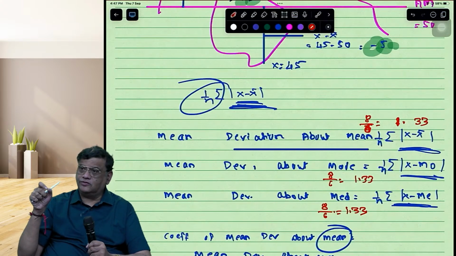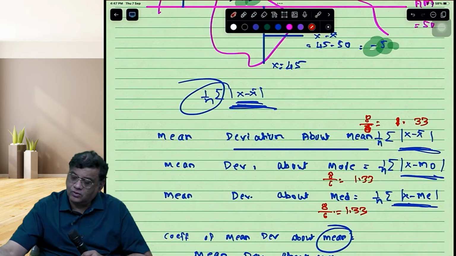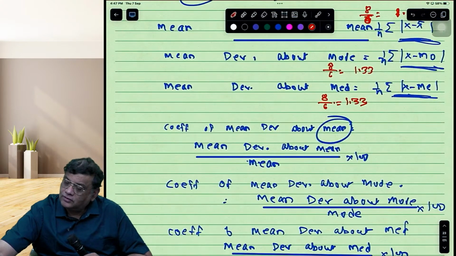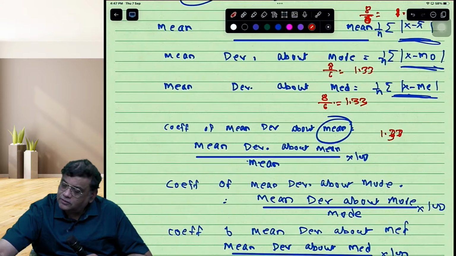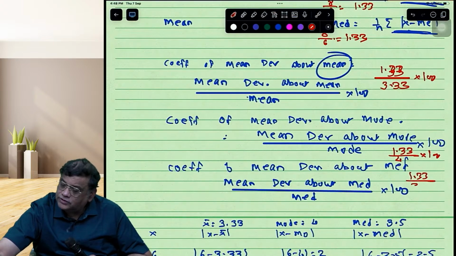अगर तुम्हारी totals correct है तो, और फिर कोइफिशिएंट के बारे में क्या होगा? This will be 1.33 over 3.33. Now mean कितना था? 3.33. That multiplied by 100. Now this is also 1.33. But then this is divided by 4 into 100. ये अलग है. 1.33 over 3.5 into 100.